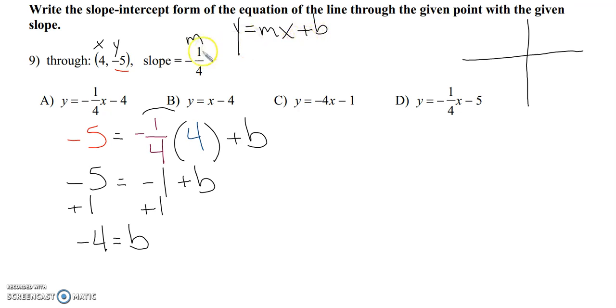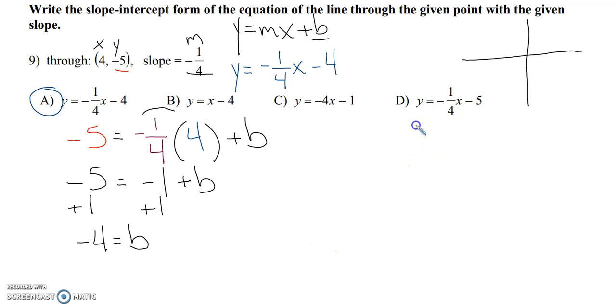So again, we're writing the equation in slope-intercept form. We now have our slope and the y-intercept. So y equals -1/4 x minus 4.